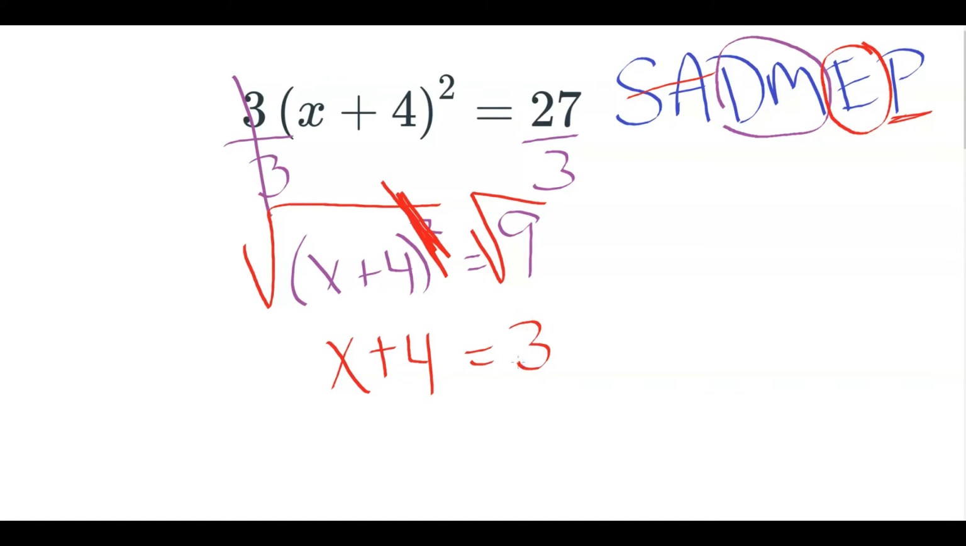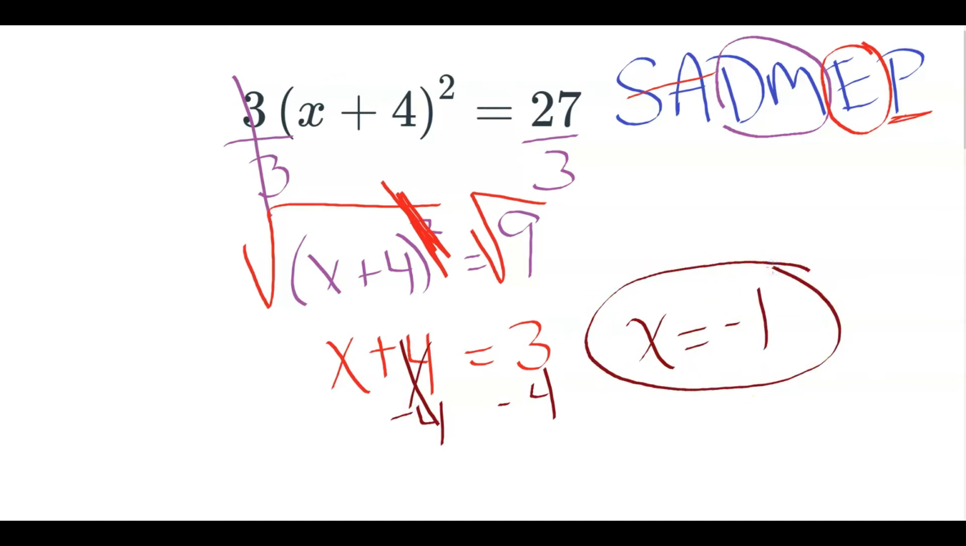And I'll just solve this now like a regular equation. I've gotten rid of the parentheses. Now I've got x plus 4 equals 3. I want to get x all by itself, so I'll do that by subtracting 4 from both sides of this equation. So that's going to give me x equals 3 minus 4 is -1. So that is one of the solutions.